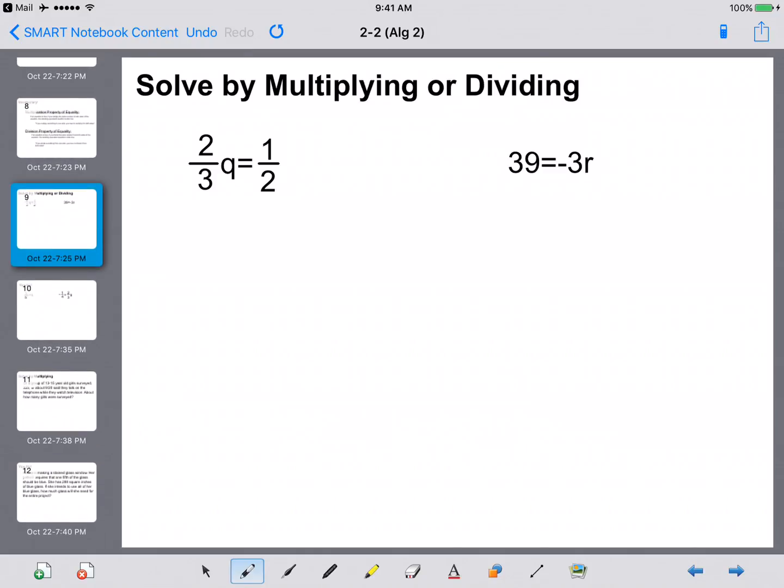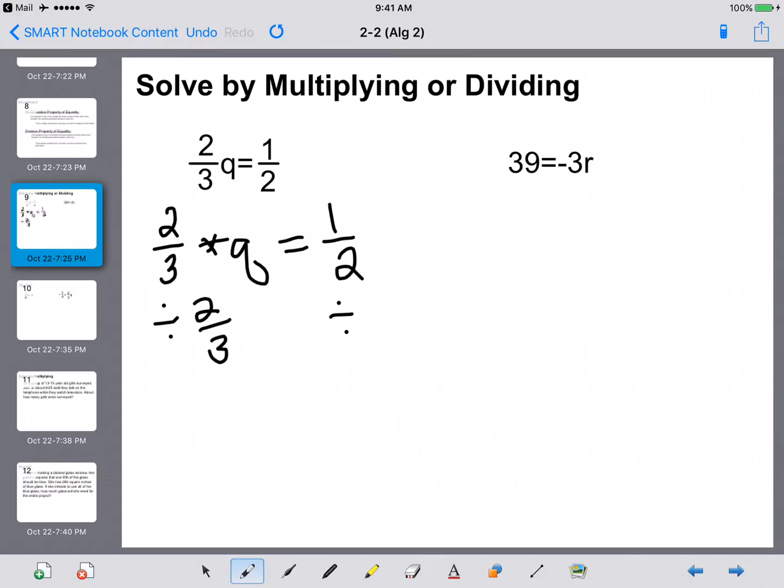So here we need to solve by multiplying or dividing. So we have 2/3 q equals 1/2. What's happening between a number and a variable if it doesn't show a symbol between it? That means that it's multiplying: 2/3 times q equals 1/2. To undo the times 2/3, you do the opposite, so you divide by 2/3. What you do to one side, you do to the other. So these are going to cancel out. We're going to have q equals.